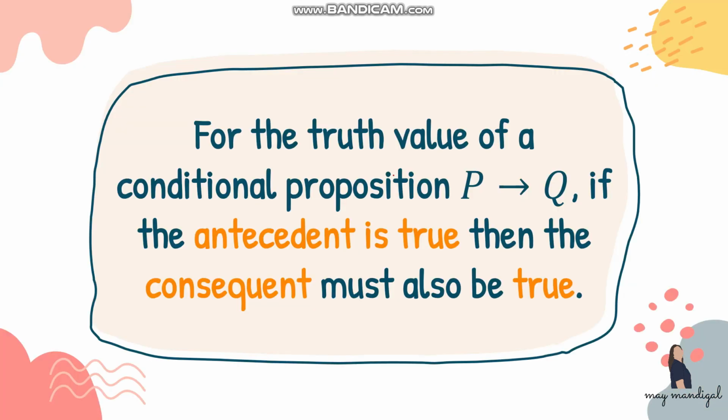Now, for the truth value of a conditional proposition, if P then Q, if the antecedent is true, then the consequent must also be true. Okay, so that is one thing that we have to remember. If the antecedent is true, then our consequent must also be true, so that we can say that the whole implication, or the whole conditional proposition, is true. Otherwise, it's false.